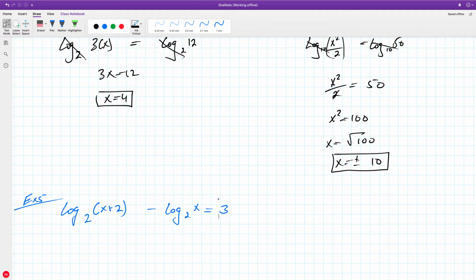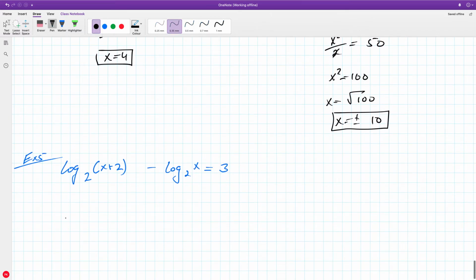X and that 9 not 2. And x plus 2 over x. Let's have a little look at it. So, that's the log then of x plus 2 over x to the base 2 is equal to 3.